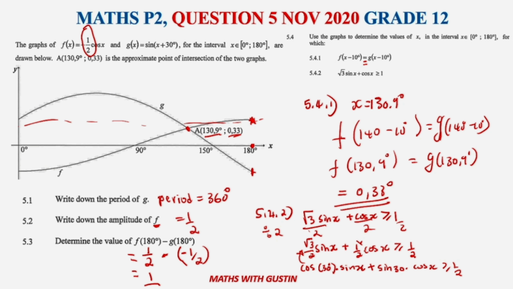Okay, great stuff, guys. So with that said, we come back here and say sine of x plus 30, which is our g graph, is greater or equal to half. So this is basically our function that was given to us initially.